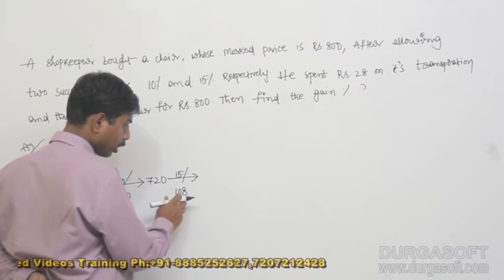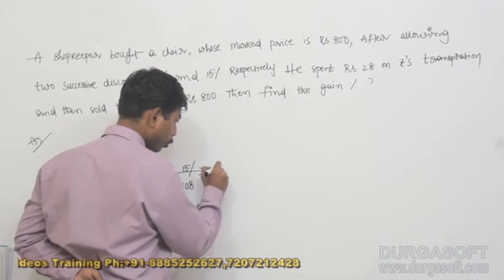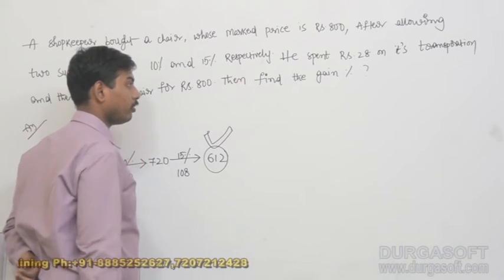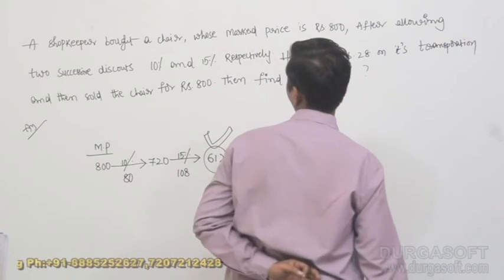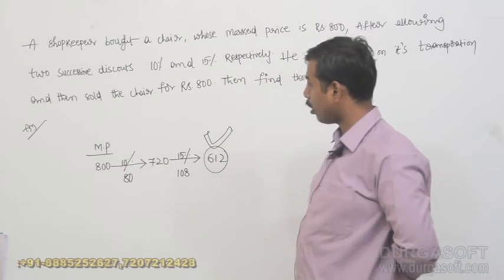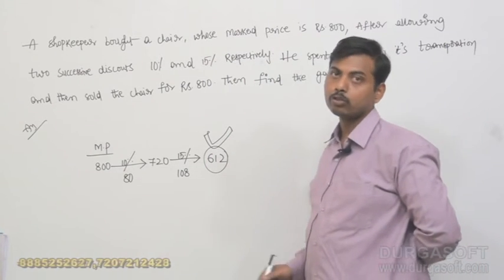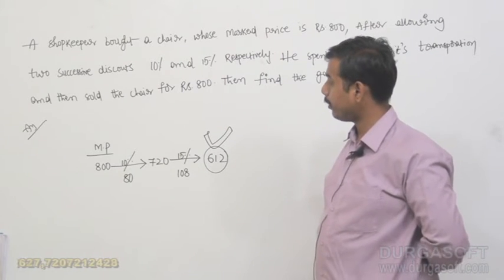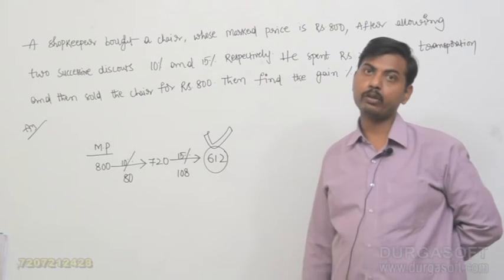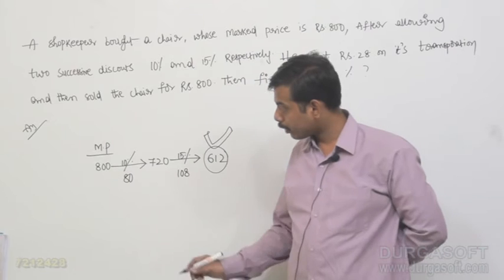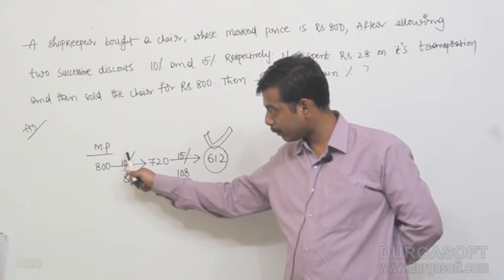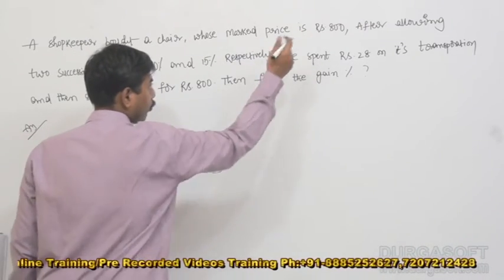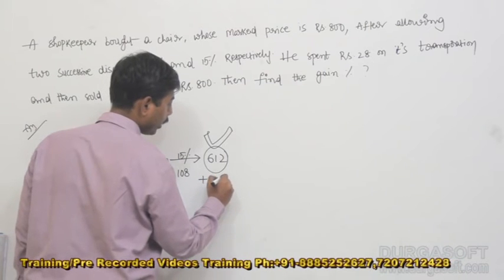720 minus 108 means how many rupees? 612 rupees only that customer has paid for purchasing that particular chair from that vendor. Right now 612 would be the cost price of an article for that shopkeeper, and this 612 he has paid to the vendor or supplier after two successive discounts, that is 10% and 15%.